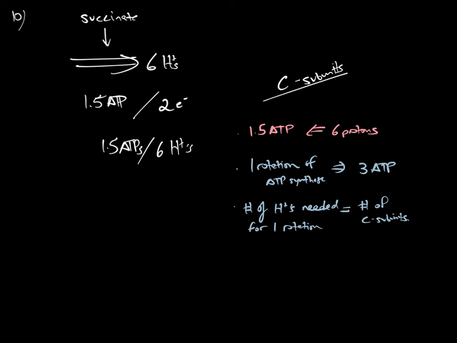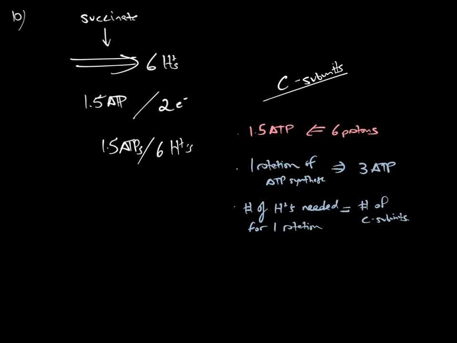So to repeat myself, I know that 6 protons make 1.5 ATP. I know that one rotation of the ATP synthase leads to the formation of 3 ATP, and I know that in order to make 3 ATP, I need 12 protons. So I need 12 protons for the rotation of the ATP synthase, and if I need 12 protons for the ATP synthase, then I have 12 C subunits to drive one rotation. So that's how I figured out A.